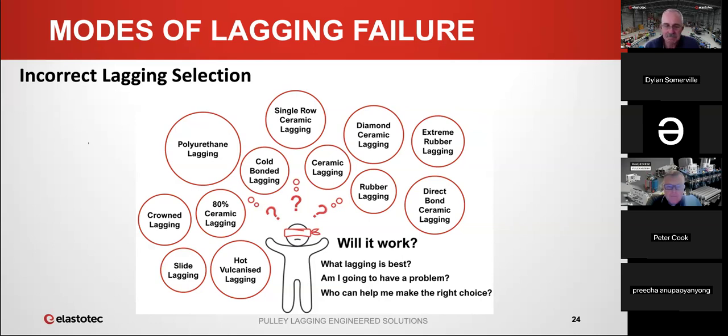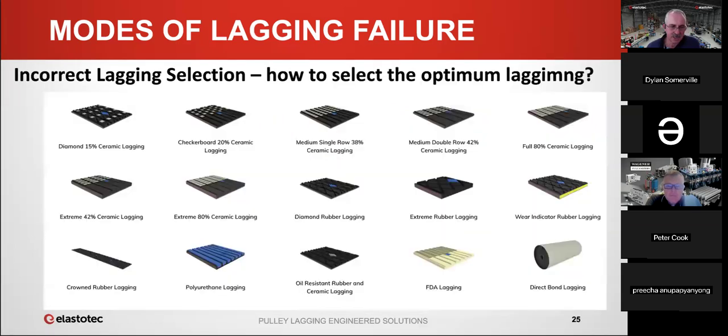I'll just show you. This is just some of the different types of lagging. If you look here, just on the ceramic, we've got 1, 2, 3, 4, 5, 6. So there's 7 different types of ceramic, and each one of those has a specific area where it will perform a lot better than one of the other ceramic designs. We'll talk about that in a later course. You've got all different types of rubber lagging, crown lagging, polyurethane, direct bond.